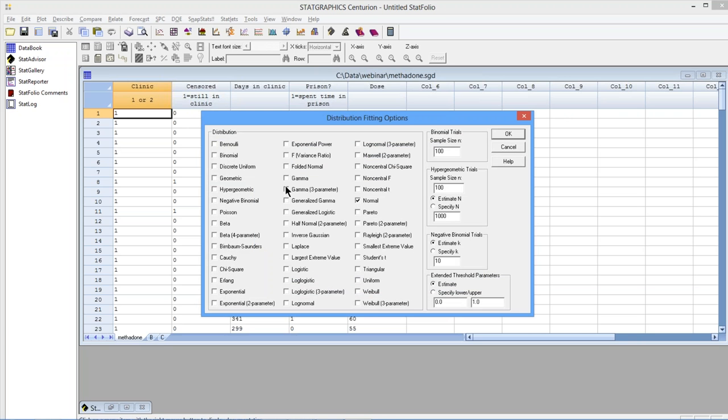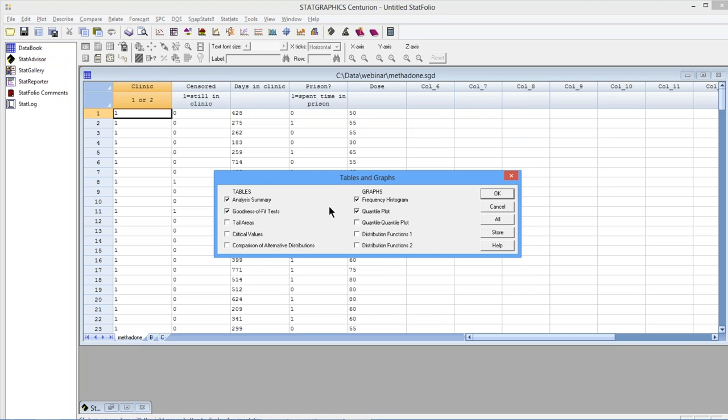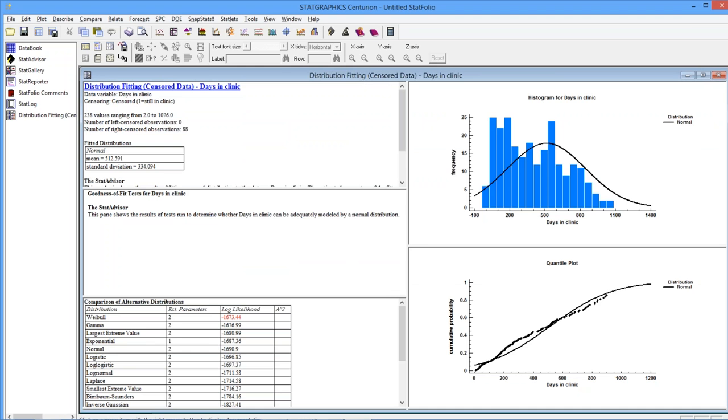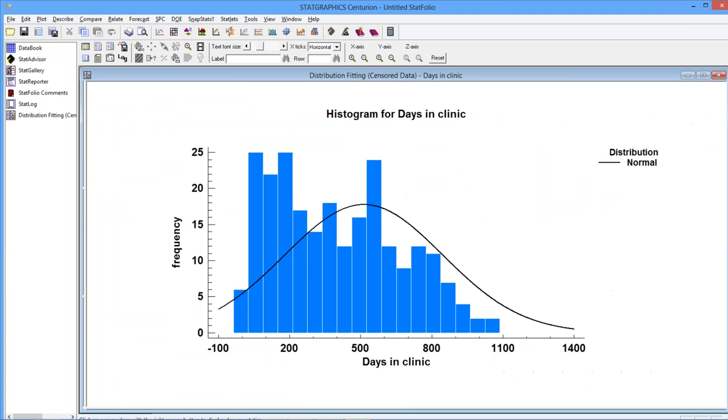Okay. There are a host of different distributions that I could use. I'm going to ask it to start by fitting a normal distribution, but I'm also going to ask it to give me a comparison of alternative distributions. This is what the days in the clinic looked like. And warning, some of these values are censored, so they will eventually turn out to be larger. And it's taken that censoring, incidentally, into account. It's done a maximum likelihood estimate accounting for the right censoring of the data.